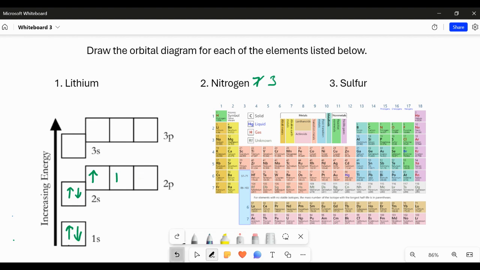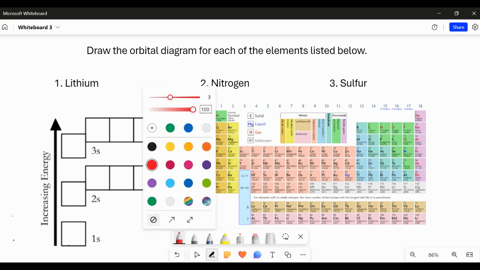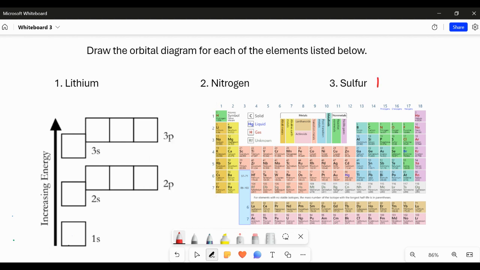So let's look at the last one. The last one we have is sulfur. Sulfur has 16 electrons. We're going to do the same thing. Start with the 1s orbital because of the Aufbau principle. Put the 2 electrons in, put them in opposite directions. That leaves us with 14 electrons.